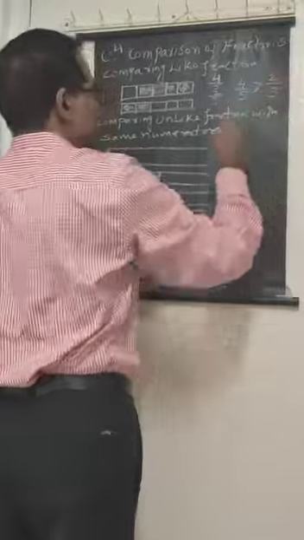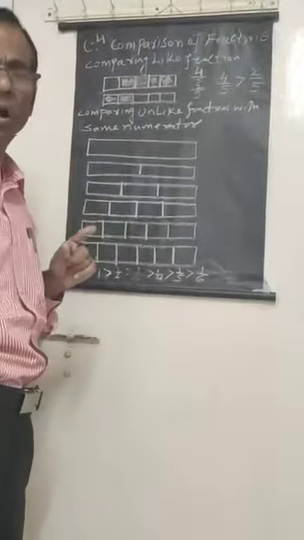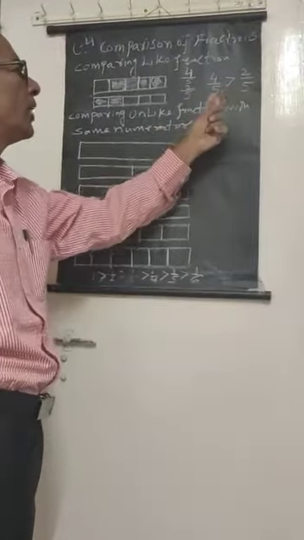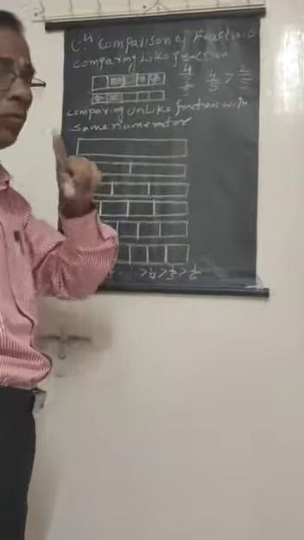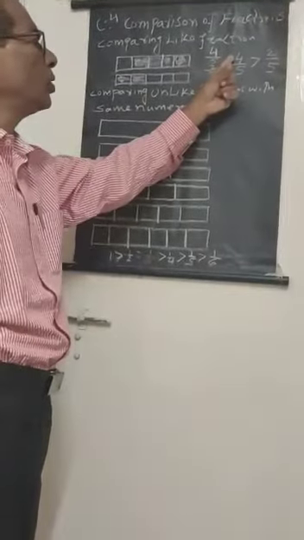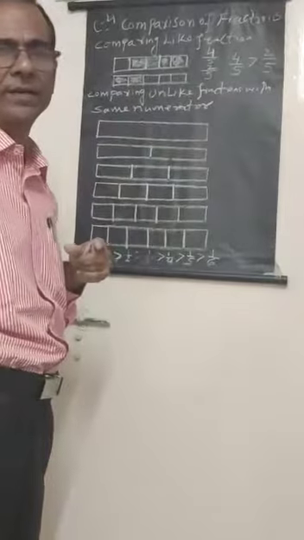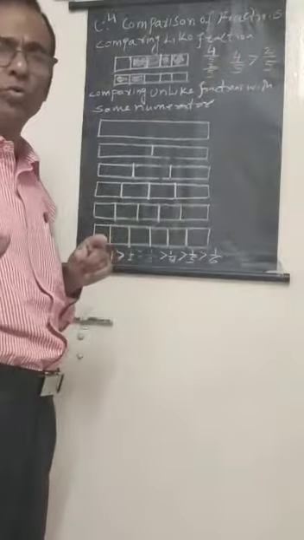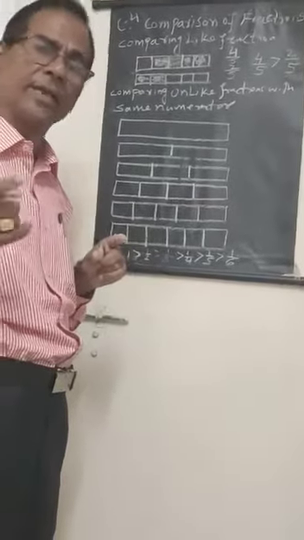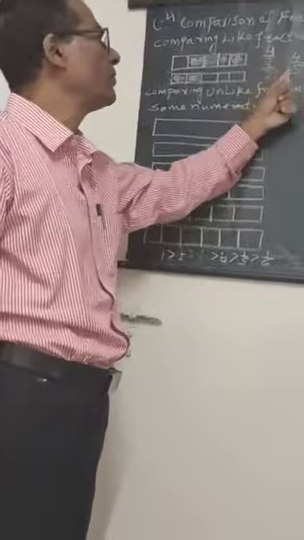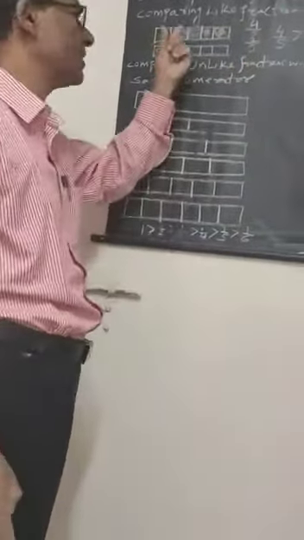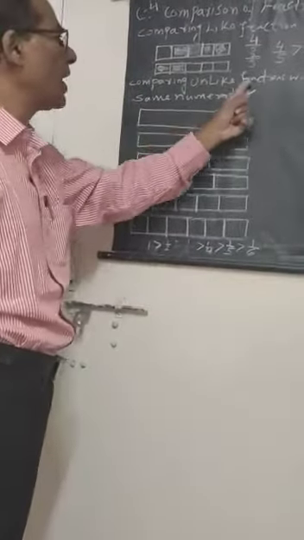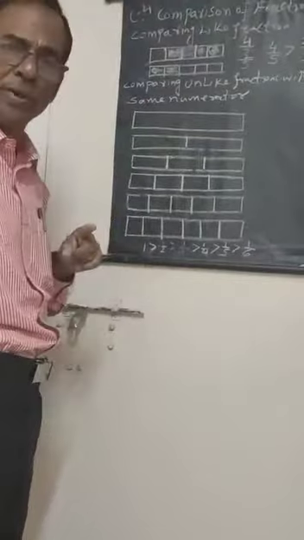So how can you compare and write which is greater? The method is this: when the denominators are the same, that is, for like fractions only, the fraction with the greater numerator is greater. You only have to check the numerator; whose numerator is greater, that fraction is greater. So 4 by 5 and 2 by 5, 4 by 5 is greater. This is your concept.